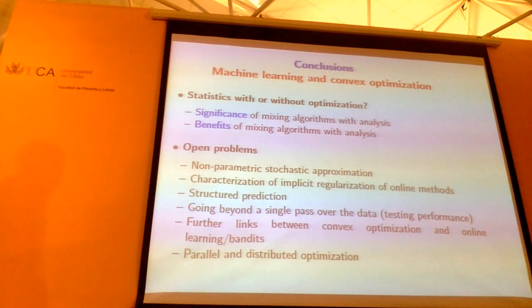Standard prediction, I think, is a nice problem. In this class, I focus mostly on the square loss and logistic because it's simpler, but a lot of problems arise when you go to more complex problems. Going beyond a single pass is really a big open problem, in the sense that there is a mismatch between theory and practice. In theory, we say, do a single pass. In practice, it always works better to do more than one: 2, 3, 4, 5.